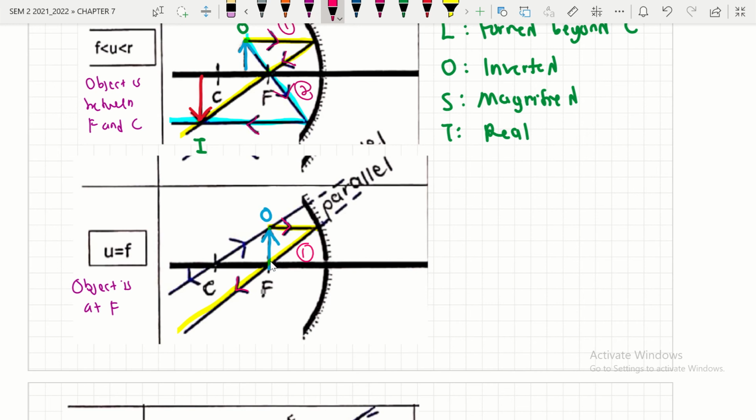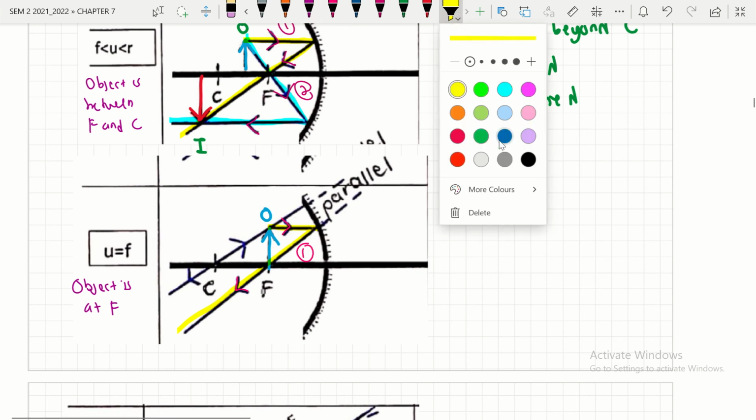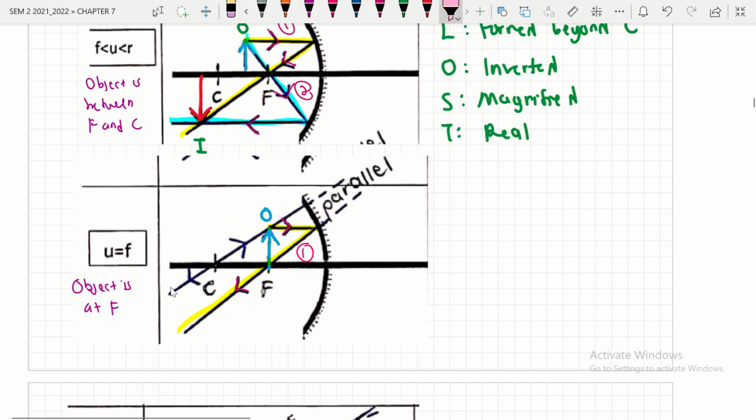Tetapi masalahnya sekarang, objek ini memang berada dekat atas focal point. Jadi, kita pakai the third ray diagram. Which is, kalau yang the third one adalah dia akan pass through center of curvature dan dia akan patah balik dekat center of curvature tu juga. Okay, dia akan pass through dan dia akan patah balik. So, sekarang kita tak tahu intersection dia kat mana. Jadi, awak tarik dotted line. So, ingat, belakang mirror wajib lukis dotted line.